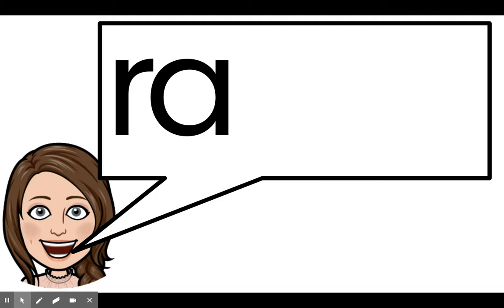A. This is tricky. Sometimes A on its own can say A. You may have said the sound ah, and that's okay. As I add more letters, you'll realize that this letter is going to say its long vowel sound just standing on its own.